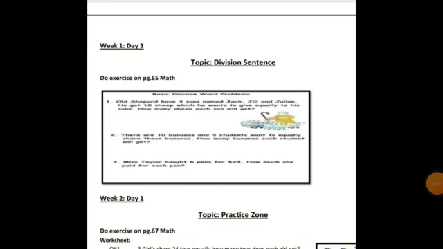Students, this is the task for day 3. Revise page number 65 and then solve these 3 questions in your neat notebook or on loose sheets as summer vacation task.